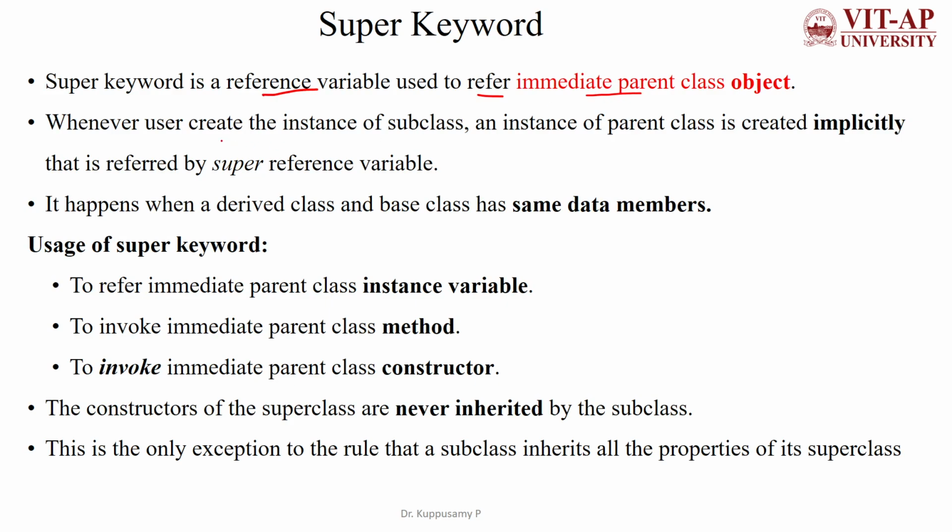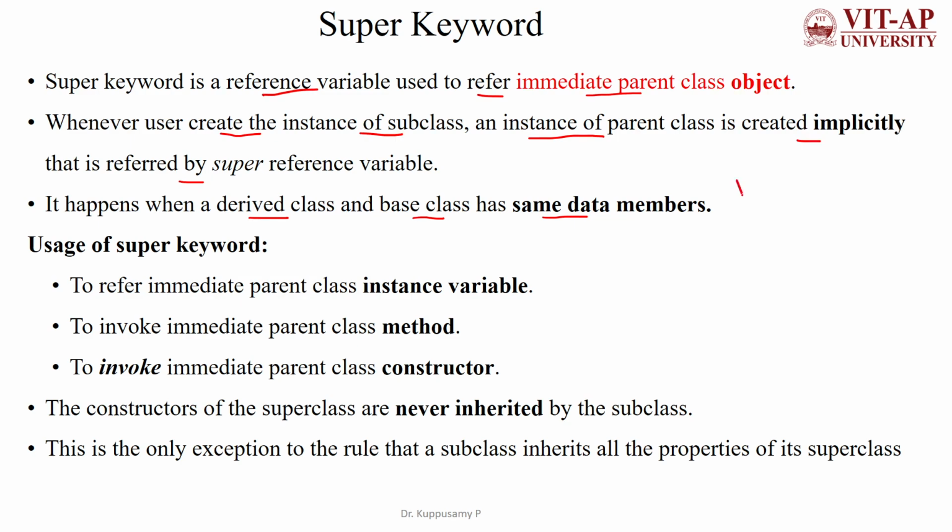Whenever a user creates the instance of a subclass, an instance of the parent class is created implicitly, that is referred to by the super reference variable. We will see this in an example. It happens when a derived class and base class have the same data members, that means similar variables.